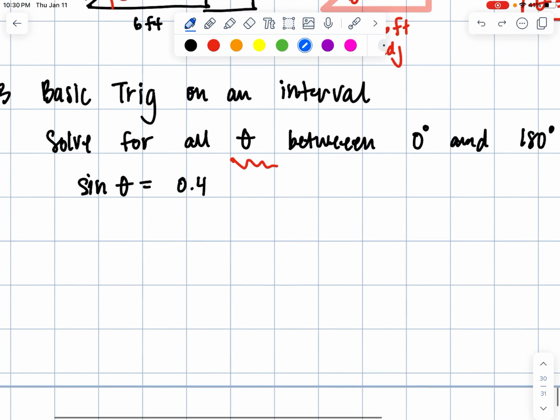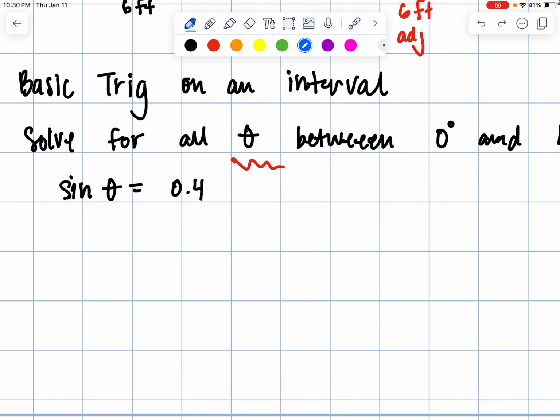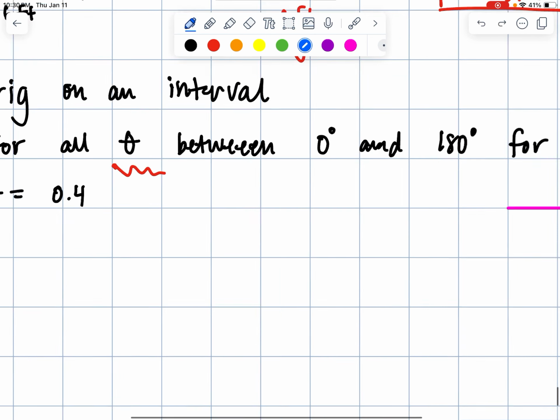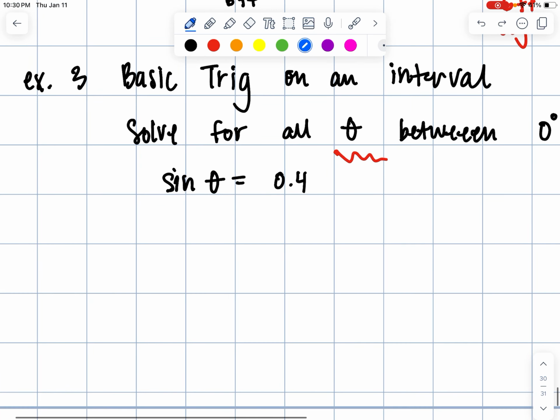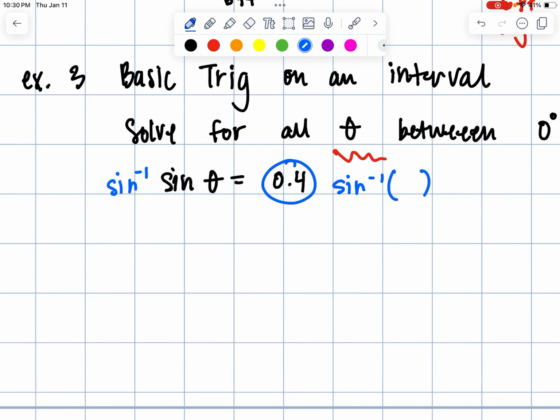Now, the reason why this works is because the angle is positive, so we should know that it should land on that interval. Okay, so let's take a look. We want to get theta by itself, so that means we need to get rid of sine. So we would inverse sine both sides. And even though this is a decimal, you could still technically do this. You could take this 0.4, you could throw it into your calculator, and it will still work.